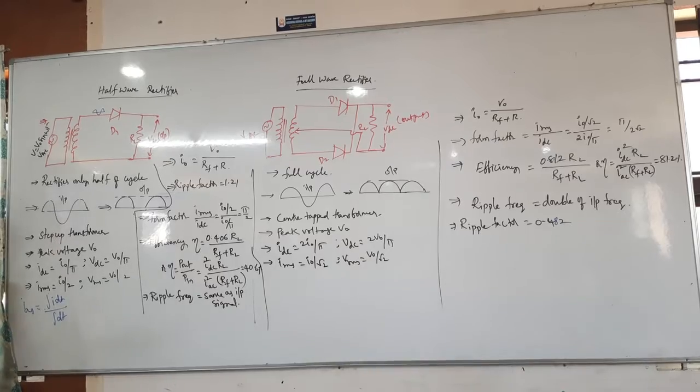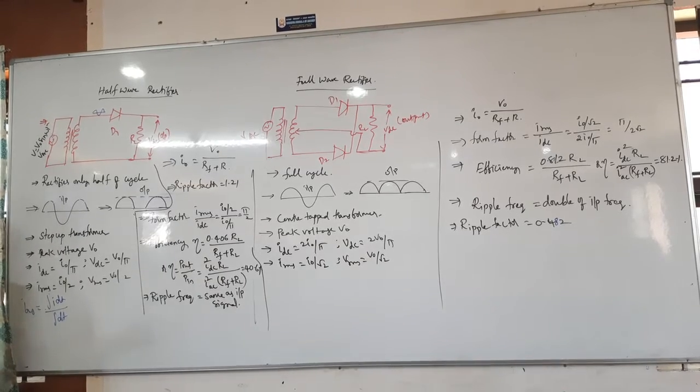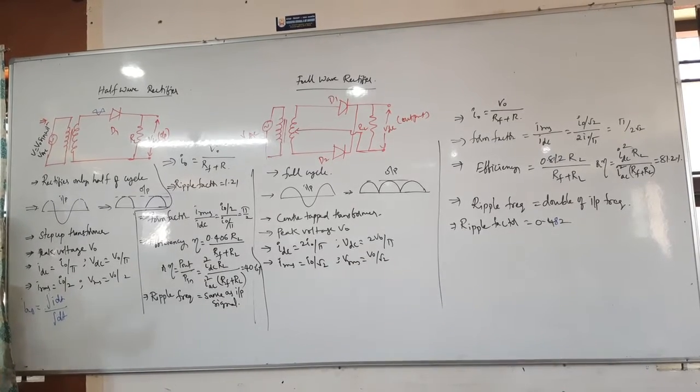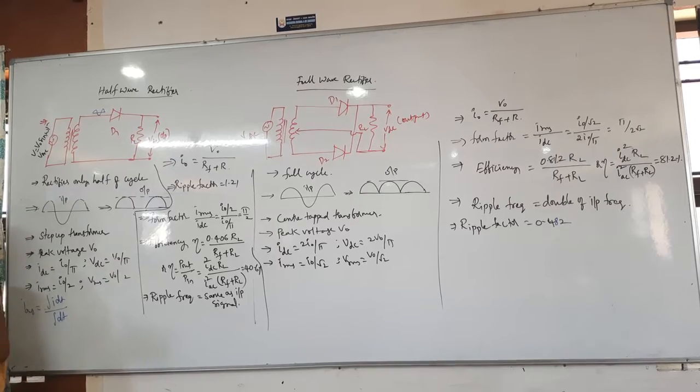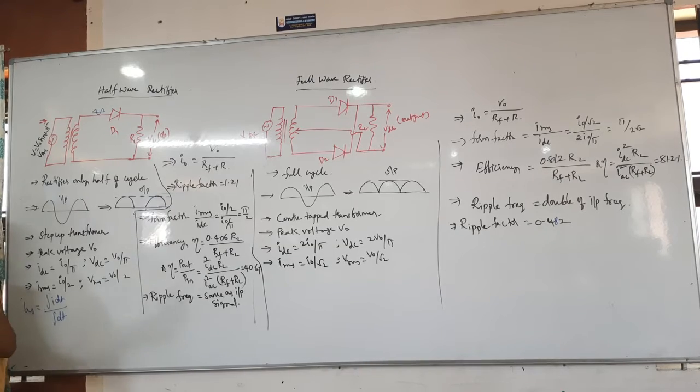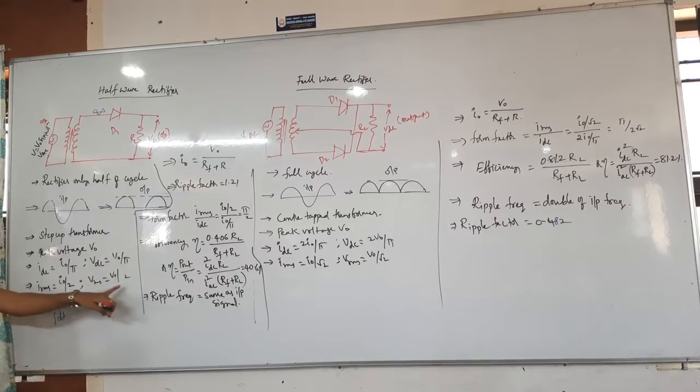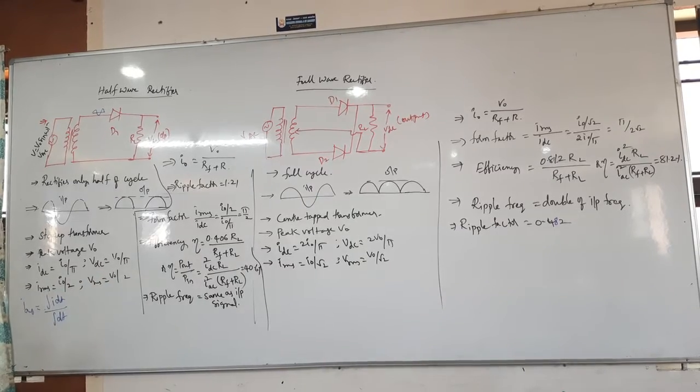Generally what answer will you get? 2 I naught by pi, but we are calculating for the half cycle, so at that time it is I naught by pi, or V naught by pi. Then the RMS value: again, what is the formula for RMS? Integration of I square dt by integration of dt. There we apply the limits from 0 to T by 2, then the RMS value you will get is I naught by 2 and V naught by 2, the RMS values of current and voltage.